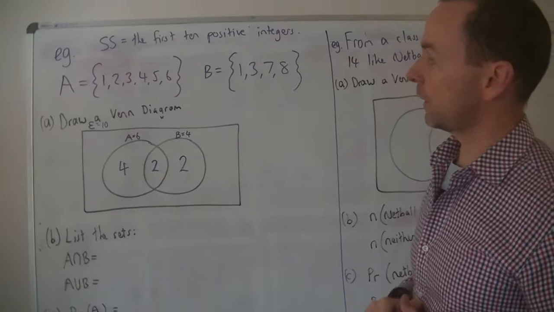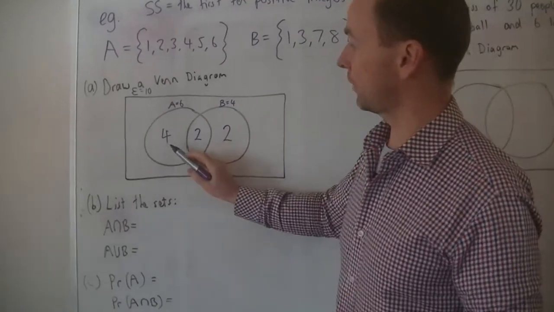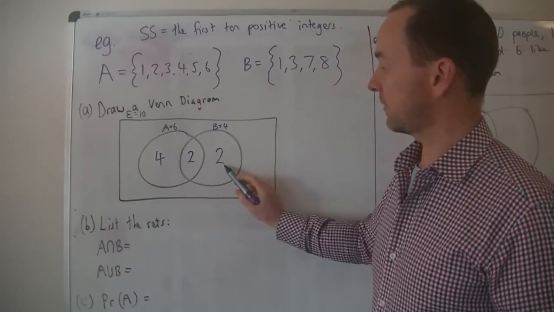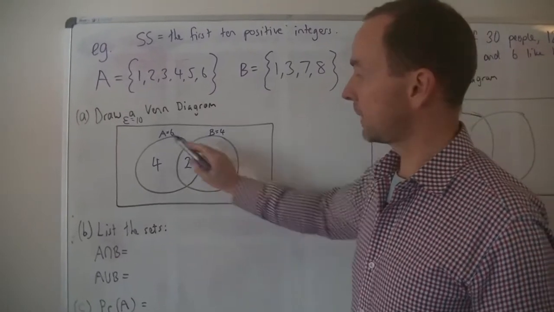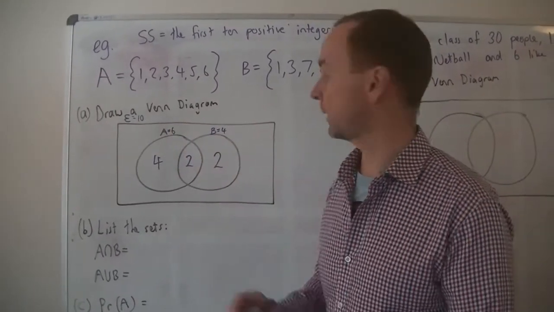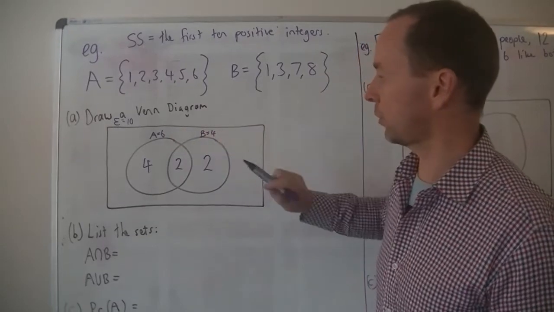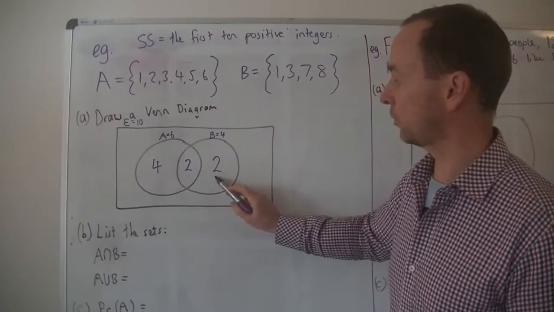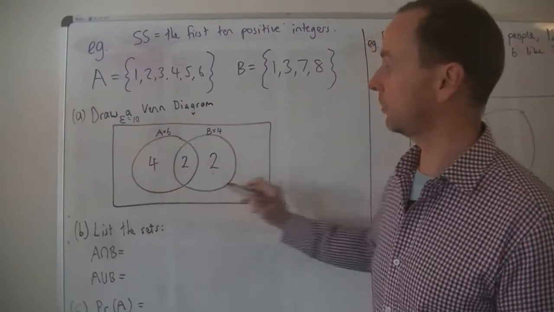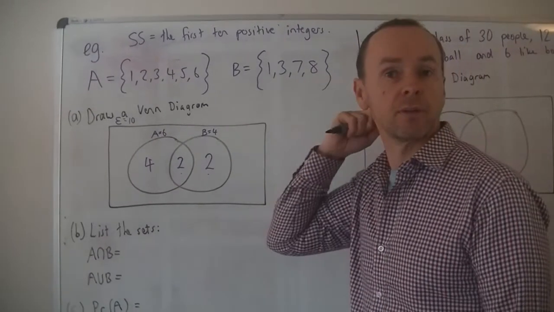So now we can work out exactly how many numbers we've got. We've got 4, 5, 6, 7, 8. But we've got a problem. We know that there's 10 numbers in total in our set. So you're going to ignore those totals at the moment. So 4 and 2 and 2 makes 8. But there's 10 in total. So where are the other 2 numbers? So let's have a look.